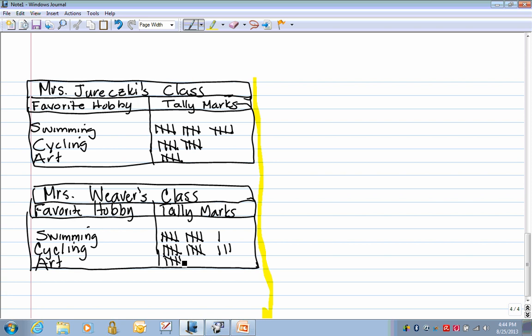So there is our chart with tally marks representing the data from Mrs. Jareski's class and Miss Weaver's class. I will pause so you can get these charts down on the left side of your 2-column notes.